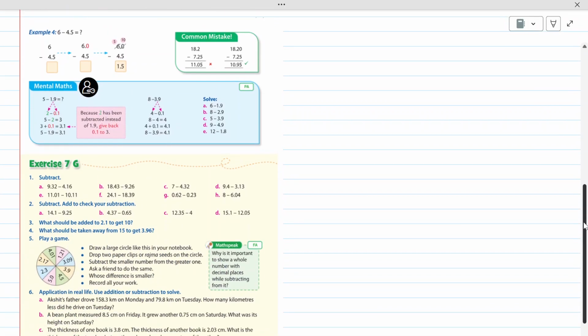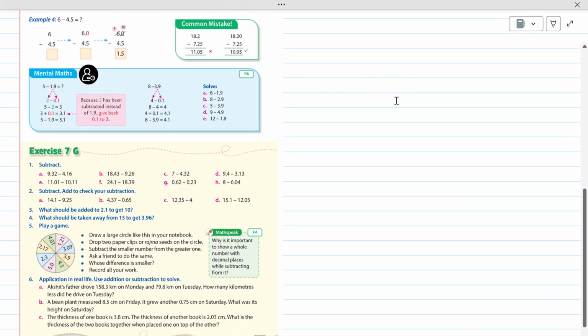So with this kids, I'm going to Exercise 7G, and let us proceed with the first question where we have to subtract the given numbers. I am taking B part here, where we have to subtract 18.43 minus 9.26. If we see these two numbers, these numbers are like decimals. Why? Because after the decimal, the number of places are the same in both the numbers.